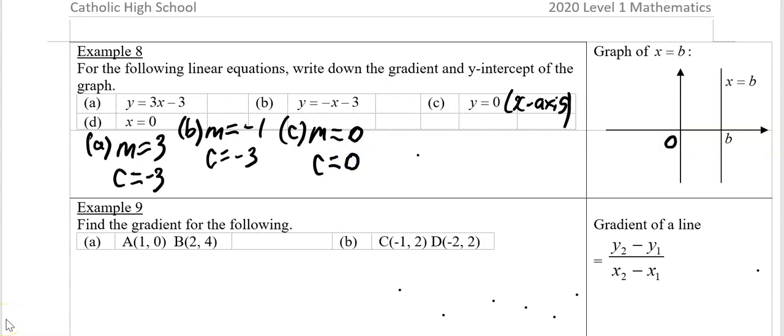Now for part D, we have the graph x equal to 0, which is actually our y-axis. Okay, so the y-axis itself is also a vertical line. So from what we have understood in the previous example just now, for vertical line, our gradient will actually be undefined.